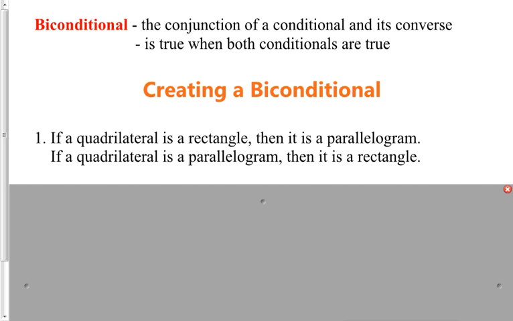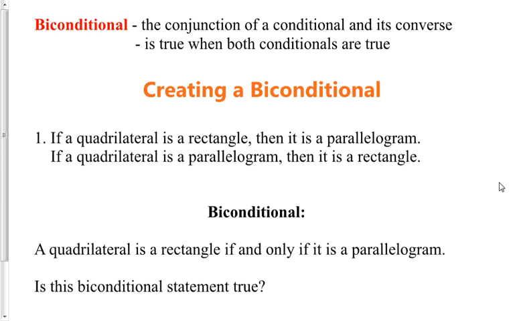Let's look at how we create a biconditional statement. If a quadrilateral is a rectangle, then it is a parallelogram. If a quadrilateral is a parallelogram, then it is a rectangle. You can tell that these are converses of one another. They're both conditional statements, but we've switched the if and the then parts. Now, if we combine these conditional statements into one statement, we get the biconditional. A quadrilateral is a rectangle if and only if it is a parallelogram.